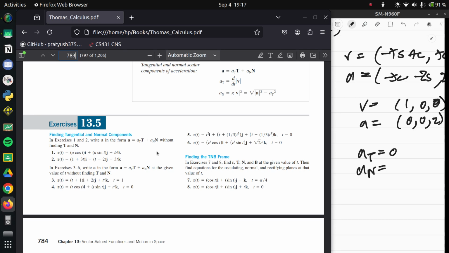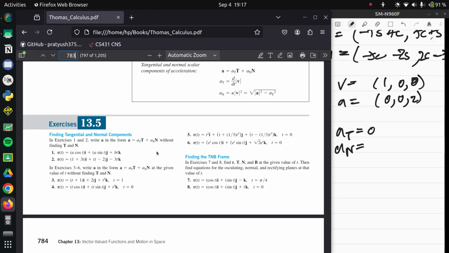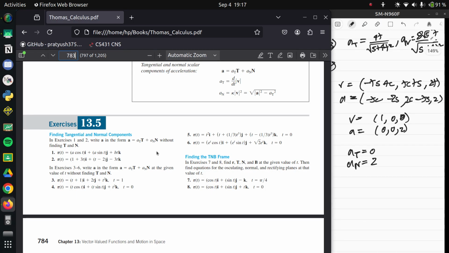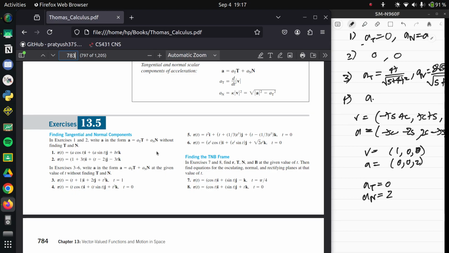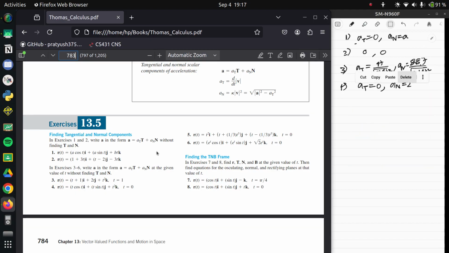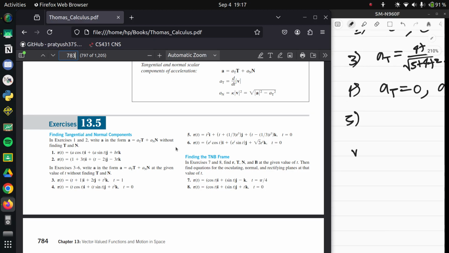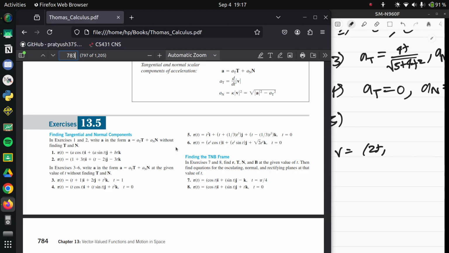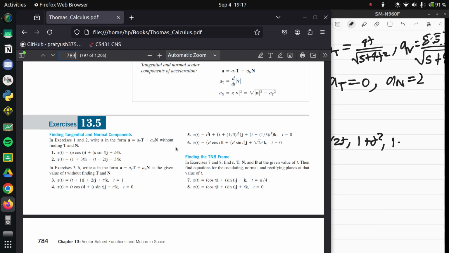The a normal thing is equal to the magnitude of v times, and just now just 8 times of v, so just 1 times 2 upon 1, which is just 2, right? So at equal to 0, an equal to 2, sure, whatever. Next, fifth is r of t is some bizarre quantity, whatever, the velocity is just 2t comma 1 plus t square comma 1 minus t square, right?